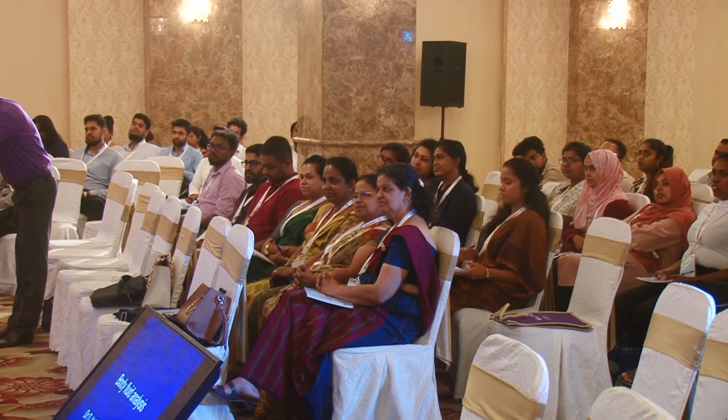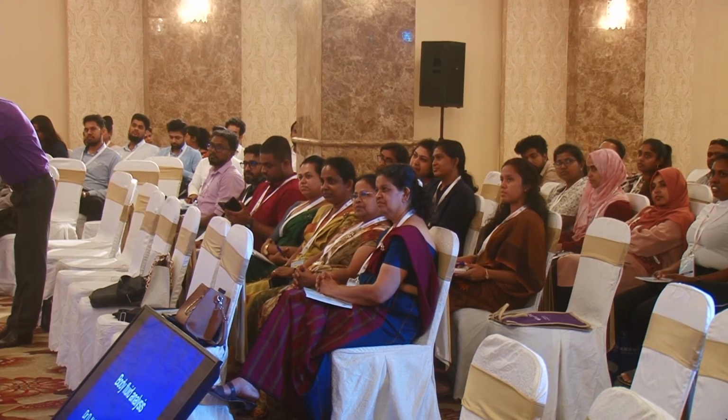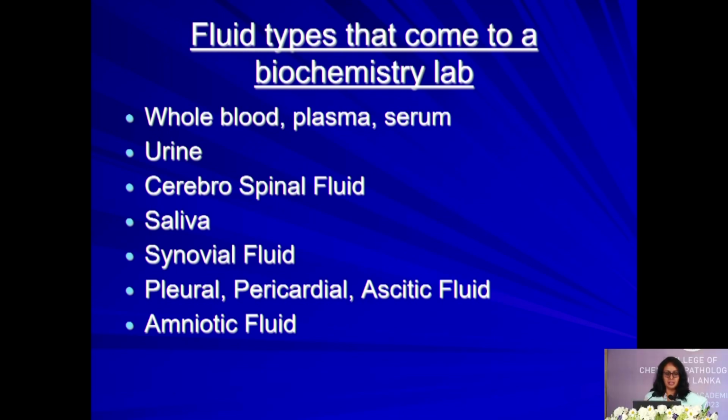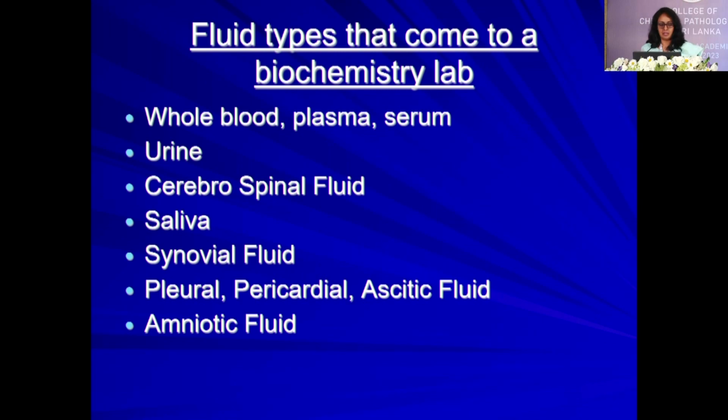The next 25 minutes I am going to discuss the analysis of body fluids. In a chemical pathology lab, as you all know, we receive many human body fluids such as whole blood, plasma or serum, and urine, CSF, saliva, synovial fluid, pleural, pericardial and ascitic fluid, as well as amniotic fluid. Among these body fluids, I am not going to discuss whole blood and plasma, but the other things I will discuss in detail.